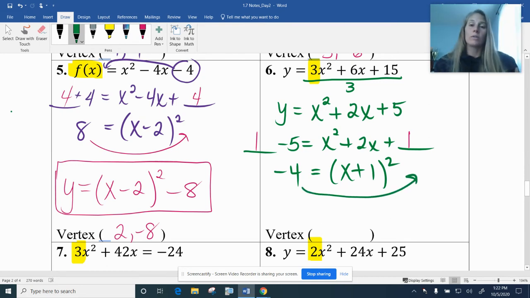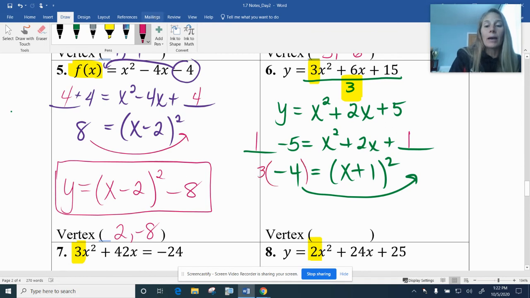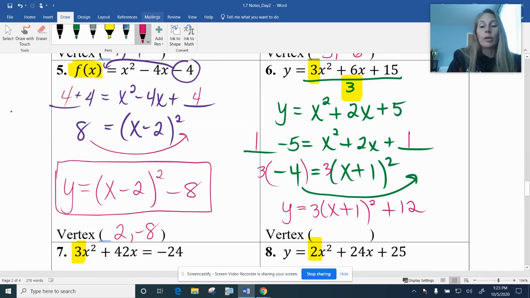Now, it doesn't matter if you want to do the next thing before or after, but you have to remember that because you divided out this 3, you actually have to multiply that 3 back to both sides. So 3 times negative 4 is actually going to be negative 12. So when I move that over to the other side, it's going to become a plus 12 like that. And that's a common step that a lot of people forget. And then, of course, my vertex would be negative 1 and 12.